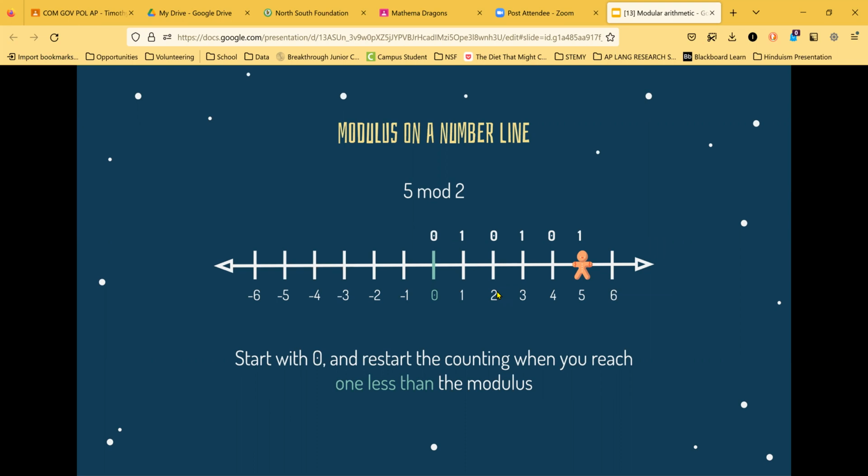So, ways to represent mod or modulo. A modulus on a number line. If we were trying to think about 5 mod 2, we could start at 0 and then restart the counting every time we're 1 less than the modulus.